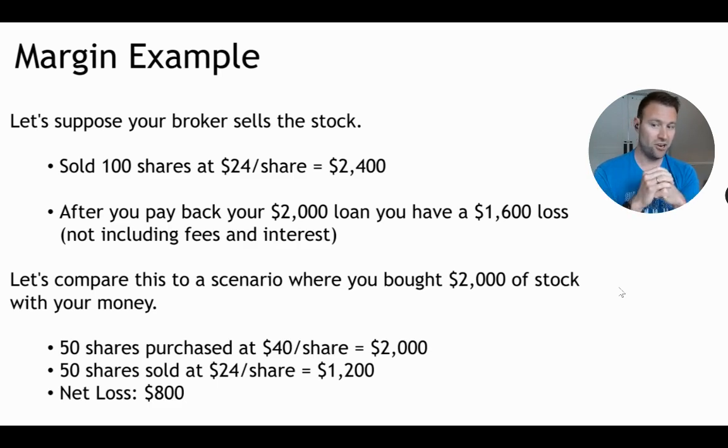So let's compare this to a scenario where you did not use margin and you just bought the stock outright using your $2,000. In that case, you would only be able to afford 50 shares.